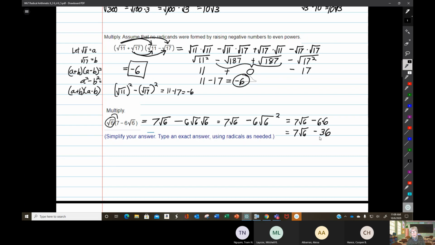We can't combine those terms because they're not like terms. This is a radical term, a square root term, and this is just a constant. They're not the same kind of term, so we have to leave our answer as 7 times the square root of 6 minus 36, when we're working with an exact answer. So you have to obey the blue instructions and the top instructions, both of them.